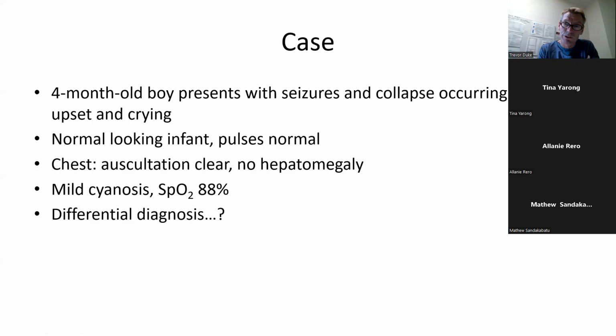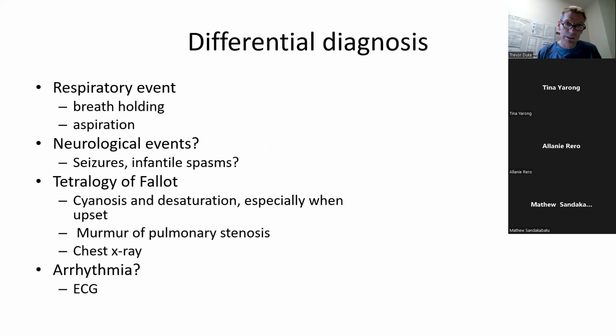We could all jump to it, this must be cyanotic heart disease, but I also think it's important to take a step back and say, well, what else could be the differential diagnosis of such a child who presents with episodes of cyanosis when the baby gets upset. Apart from cyanotic heart disease, the first thing you should think is, is it a respiratory event or is it a cardiac event?